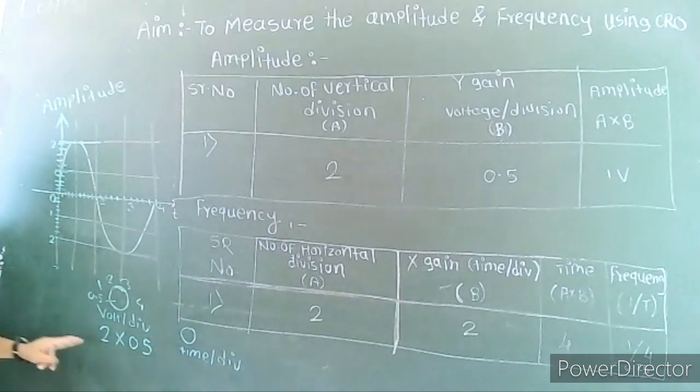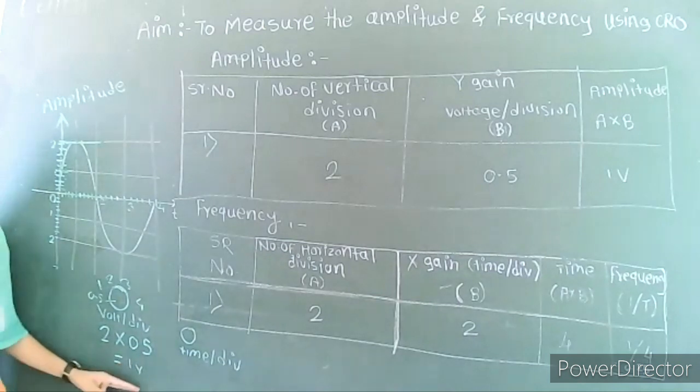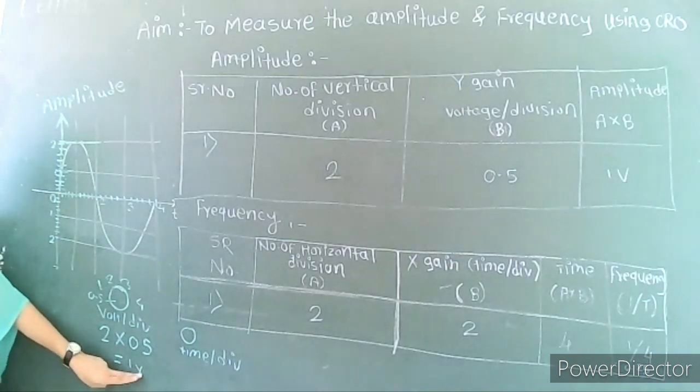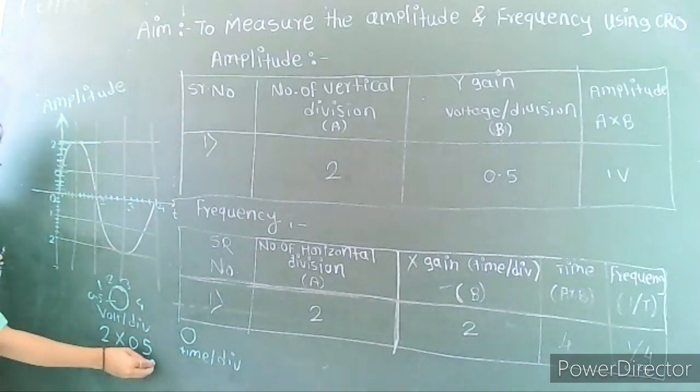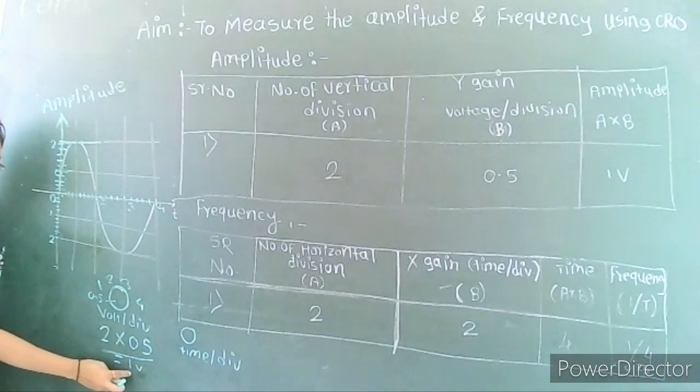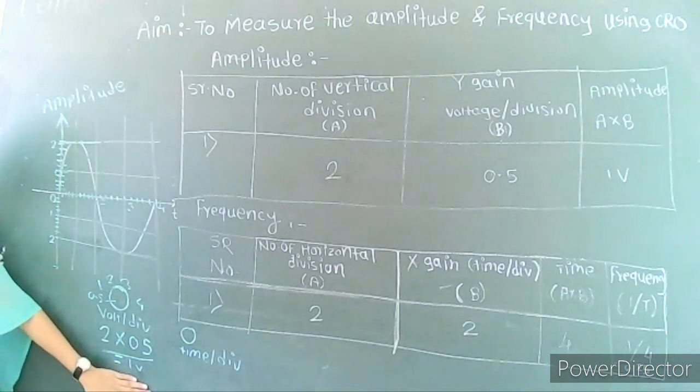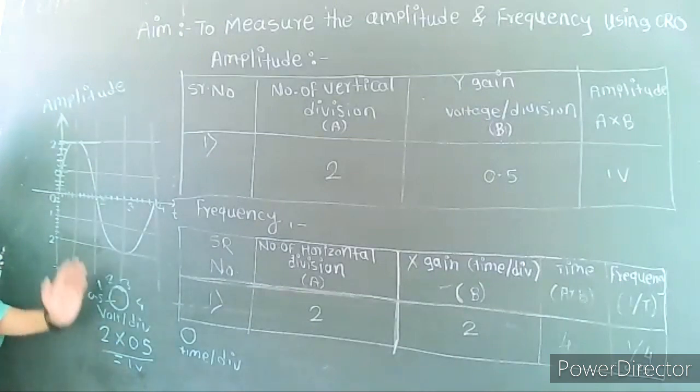So the calculation becomes 1, and this 1 has the unit volt. Why do we use 1 volt? Because the unit of amplitude is volt. We measure the amplitude in voltage. So the calculation comes to 1, and the unit for this is volt. So this is the calculation for amplitude.